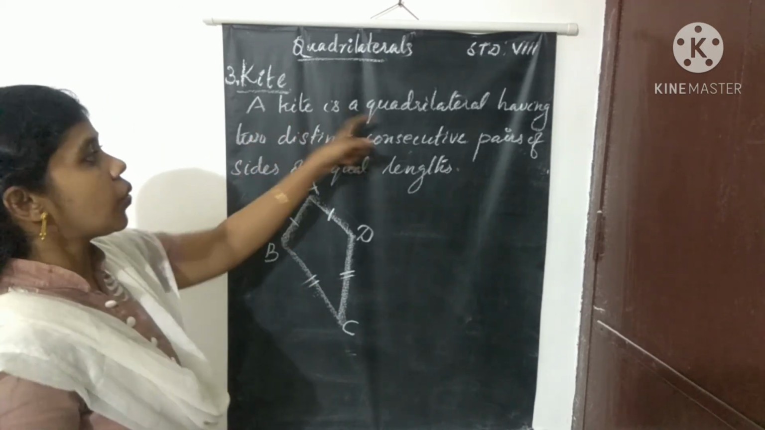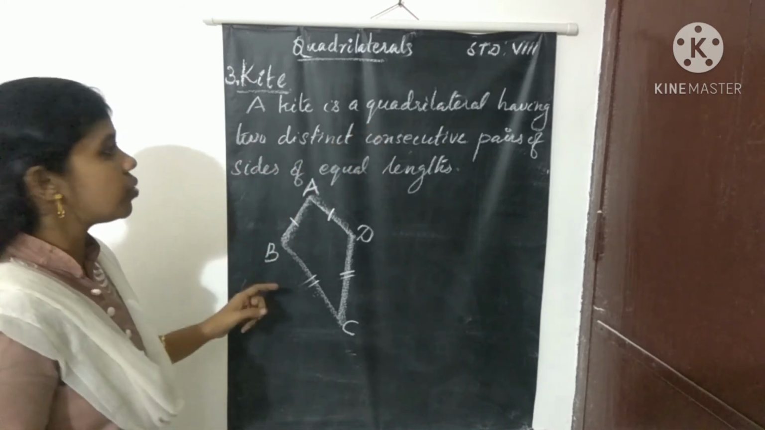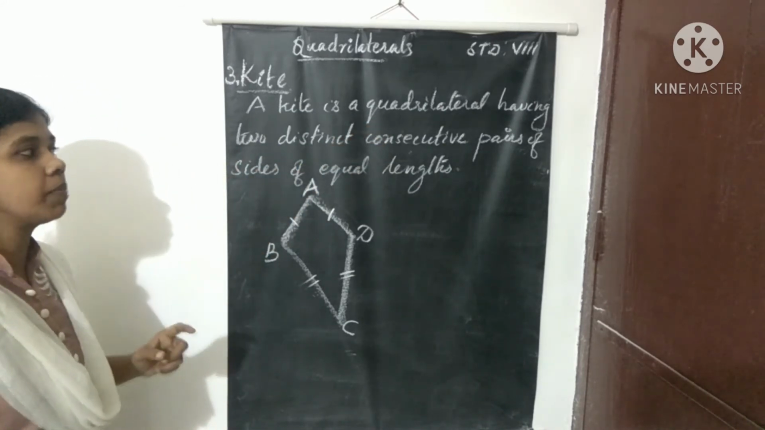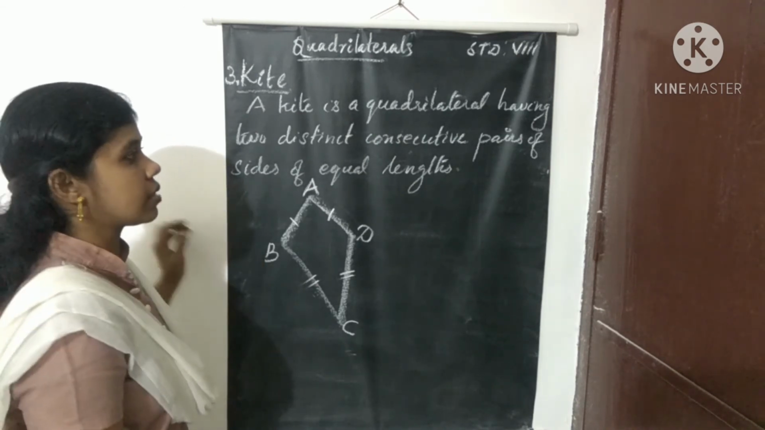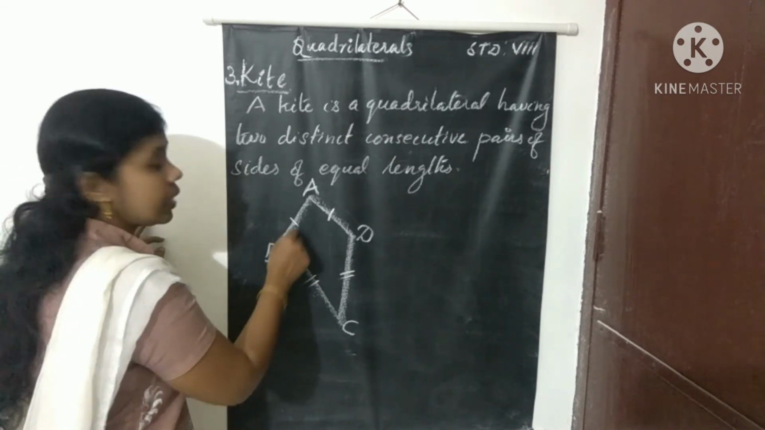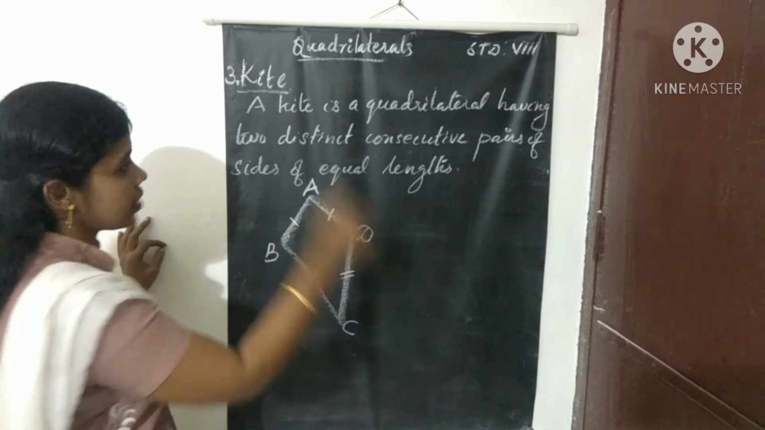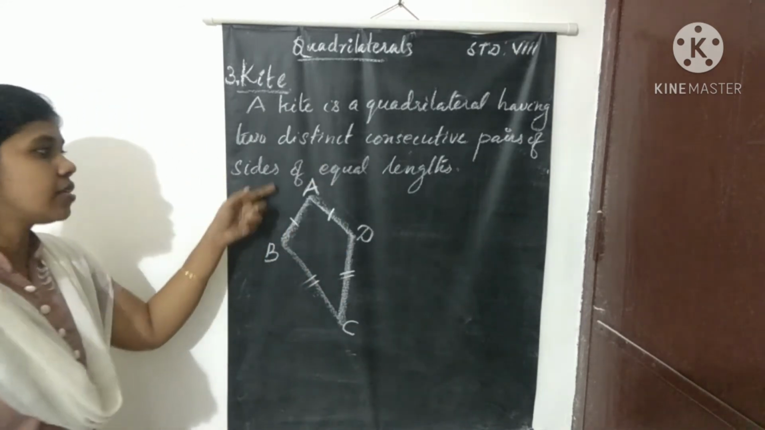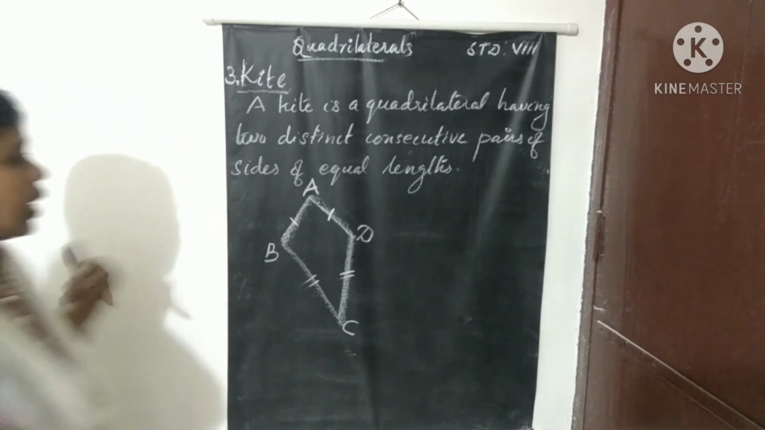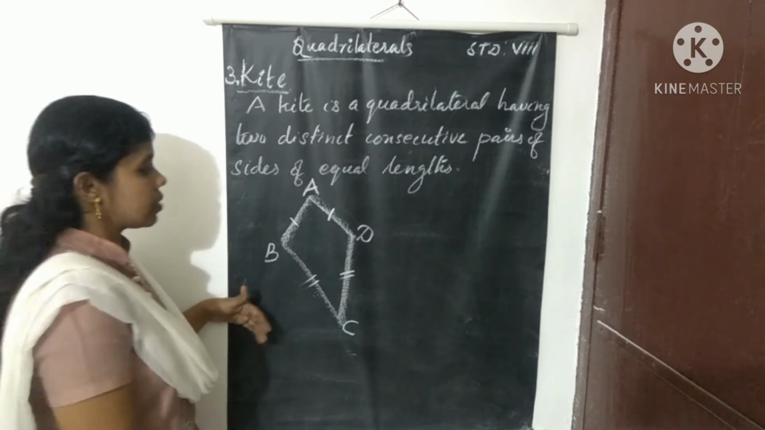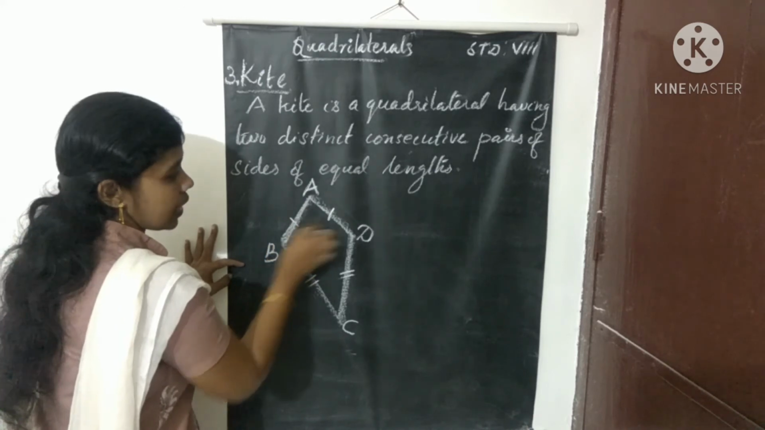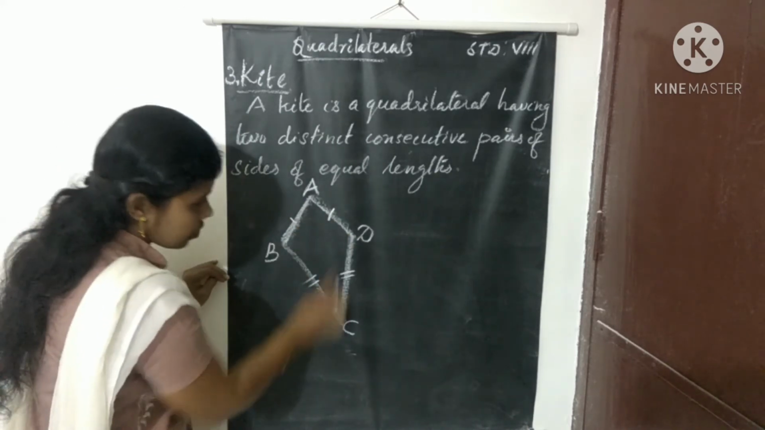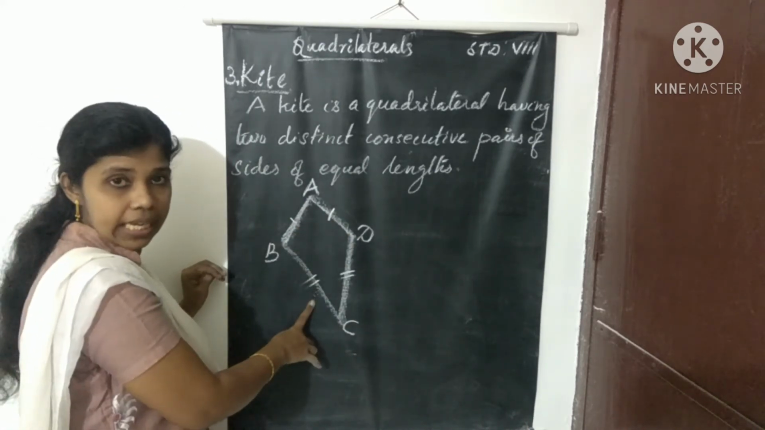It is a quadrilateral having two distinct consecutive pairs. Distinct means different. Consecutive pairs, nearest pairs, of sides of equal length. Here, which are the consecutive pairs of sides? Here AB, these two sides are equal, and these two sides are equal in length.